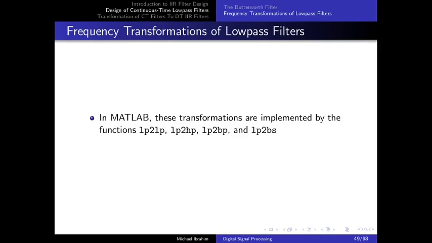And in MATLAB, these transformations are implemented by the functions lowpass to lowpass, lowpass to highpass, lowpass to bandpass, and lowpass to bandstop.